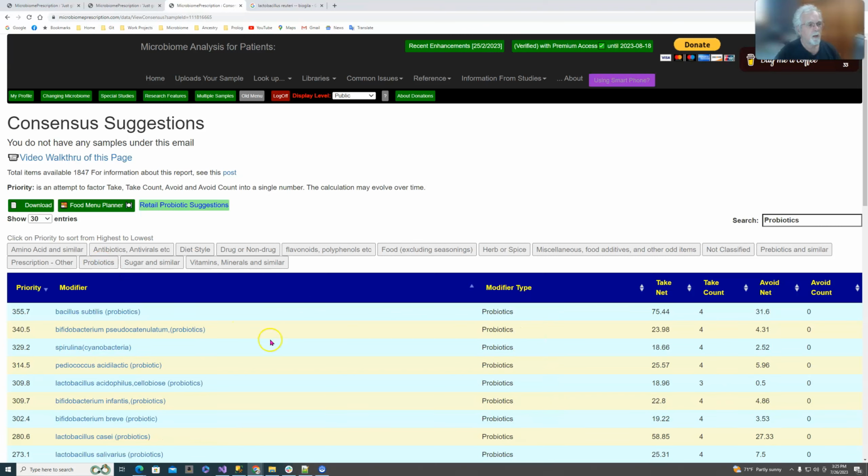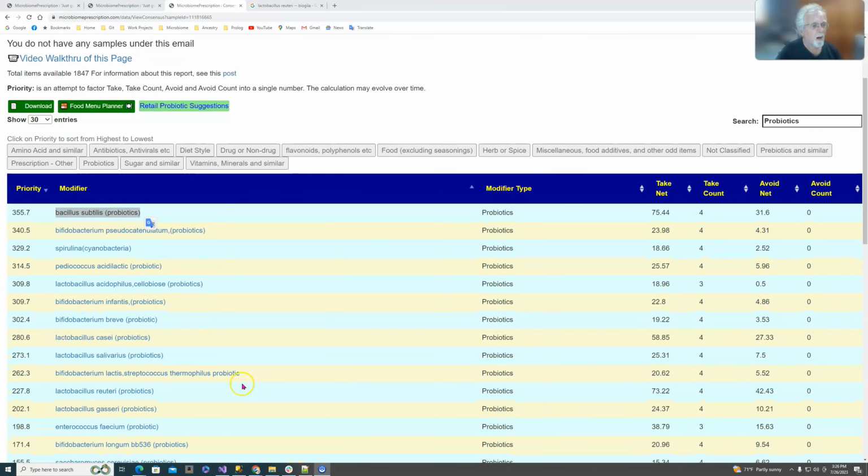is check probiotics. And guess what? Bacillus subtilis is the first one, and that was also relatively high in the list of probiotics suggested using ketoconazole, which is a totally different way of deriving it. This is based on clinical studies. The other way is based on the genetics of the bacteria you have. And then we have a bunch of bifidobacterium there.